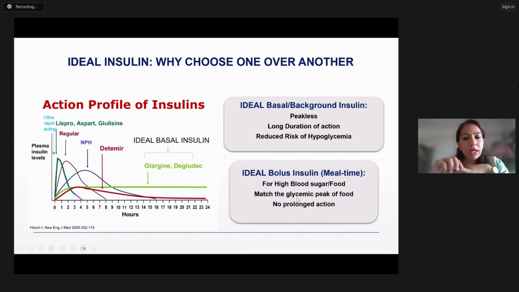Moving on to the ideal bolus insulin, we would like the bolus or the mealtime insulin to work for the high blood sugar or the food, and it should be matching the glycemic peak of the food, and it shouldn't be lasting after the effect of the food is gone. That would be considered the ideal bolus insulin.